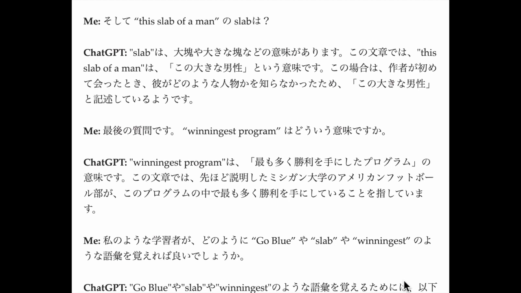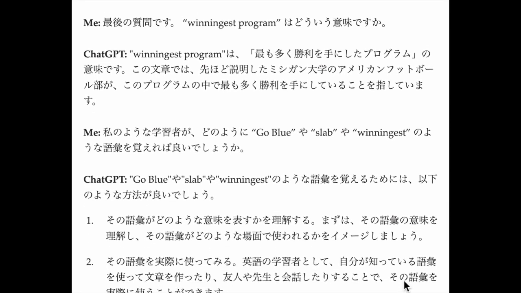Next, I asked about the winningest program. What does the winningest program mean? And so, one with the most victories was the answer in Japanese. There's a little bit of a mistake in the Japanese. It says it's getting the biggest number of wins within the program, is what it says on the third line, which is a misreading or misunderstanding of the word program in this context. But I think even though this explanation is not perfect, it still would be sufficient for a learner to grasp the meaning.